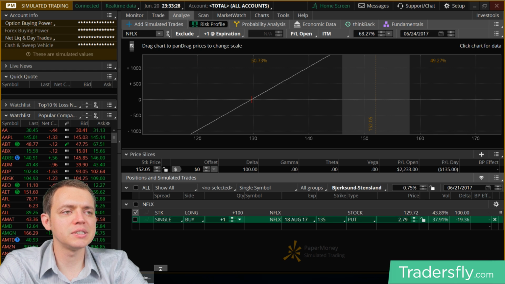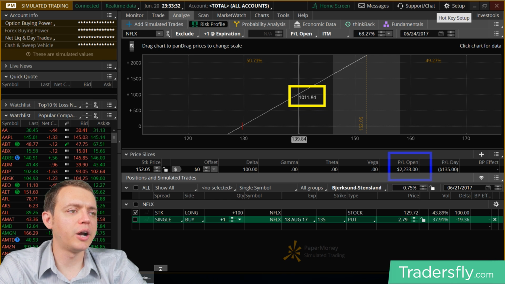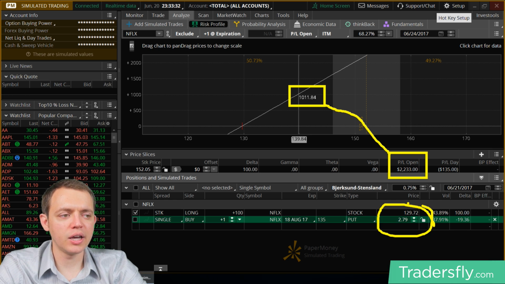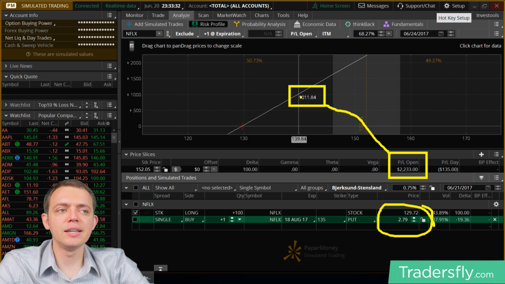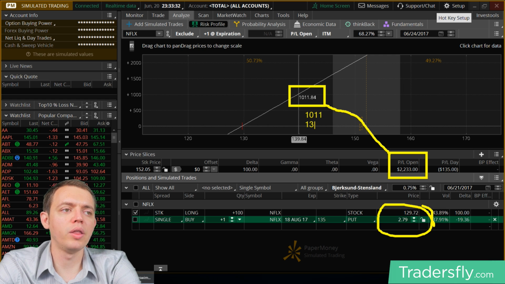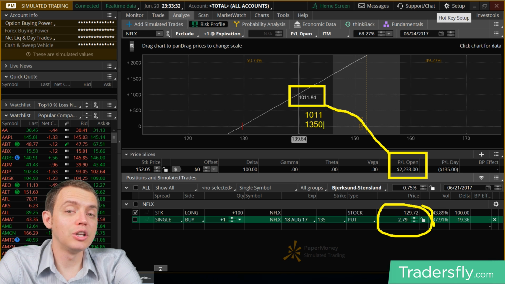So if you look at the stock position and I go to 140, my profit would only be $1,011. Compare that to $2,233. So I'm basically losing about $1,200 if that stock goes to 140. But if I have one put, remember, I would make up $314. So the reality is I wouldn't be at 1,011. I'd probably be at $1,350 in terms of negative, which is still, you know, I'm still losing quite a bit of money, but it's not as bad, right?